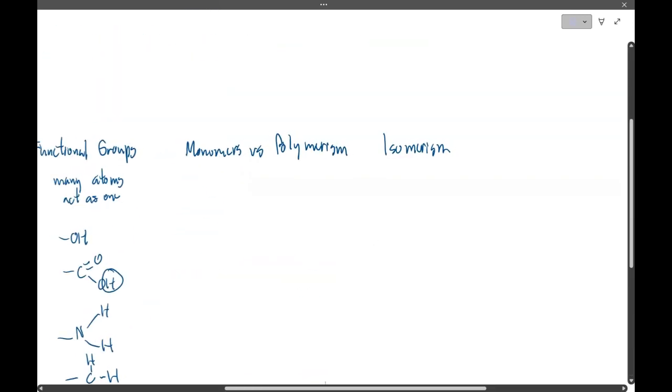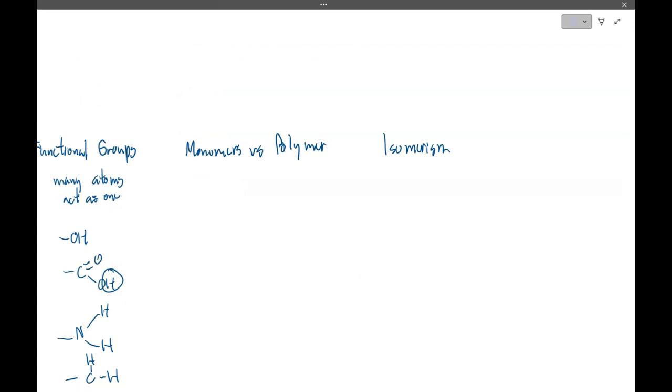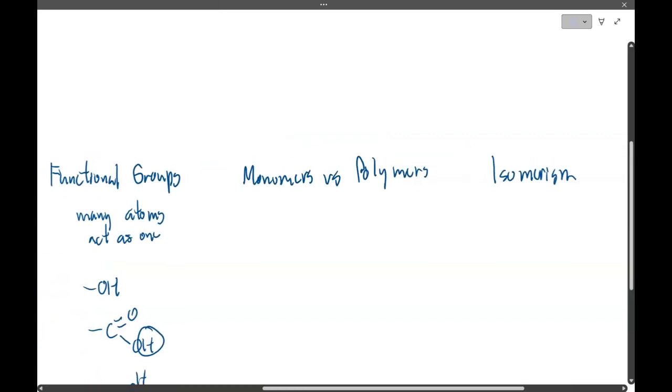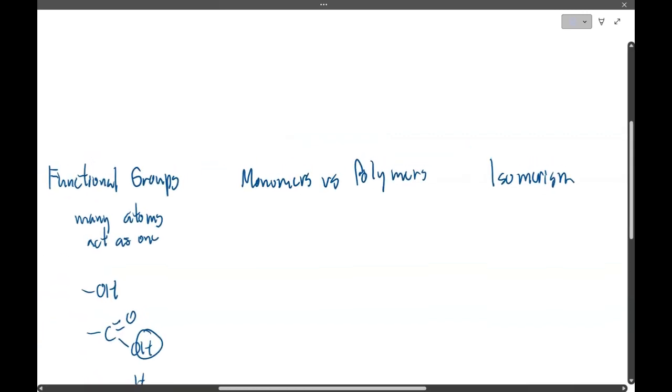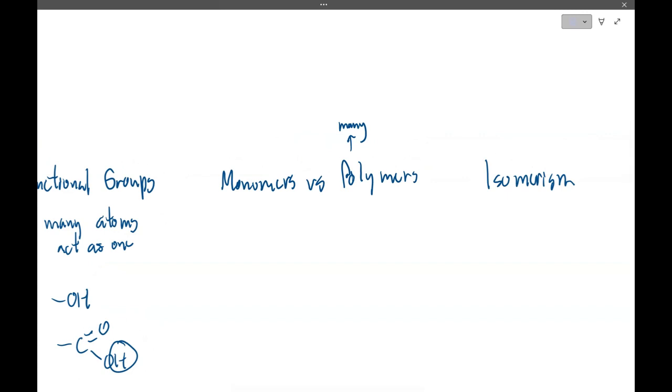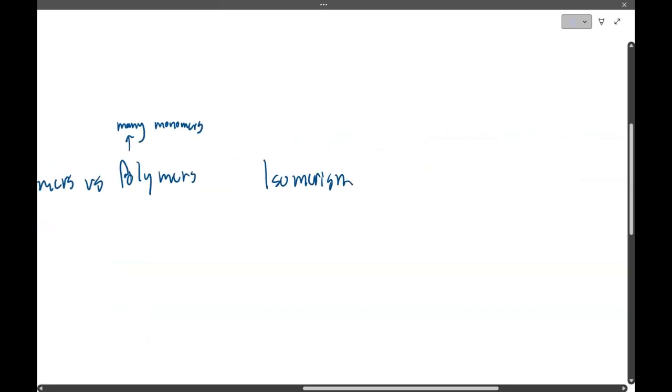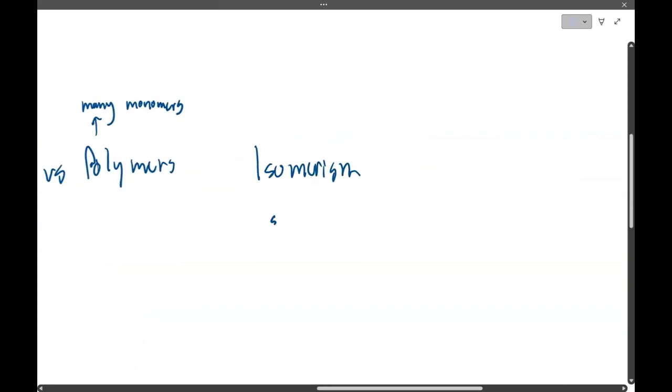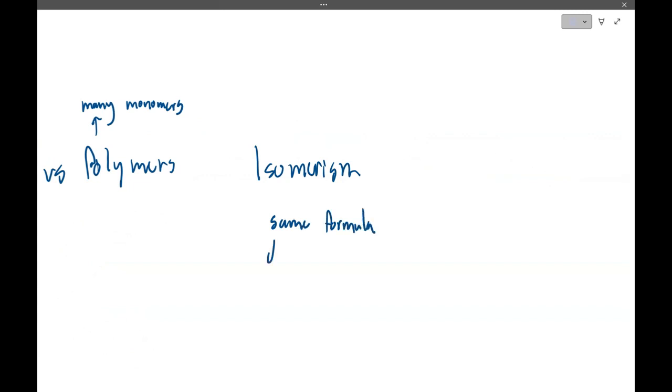So monomers versus polymers. Sorry for the misspell. You can think of monomers as the most basic building blocks. Polymers are just many monomers that are linked together to form a greater chemical. And then isomerism is when you have the same chemical formula, so same formula, different structure.